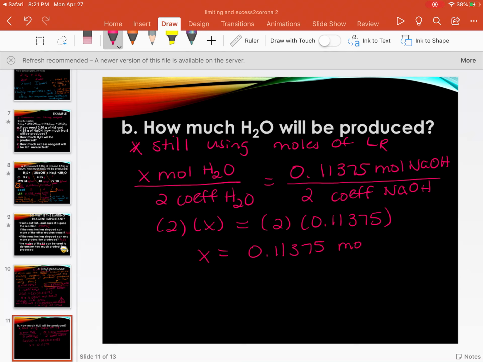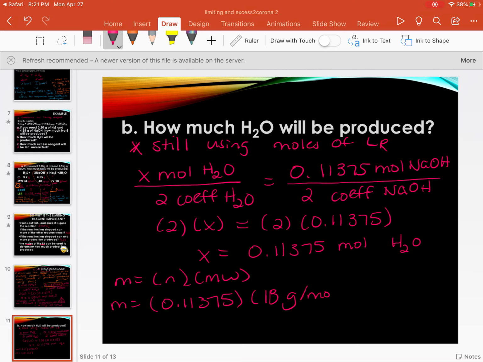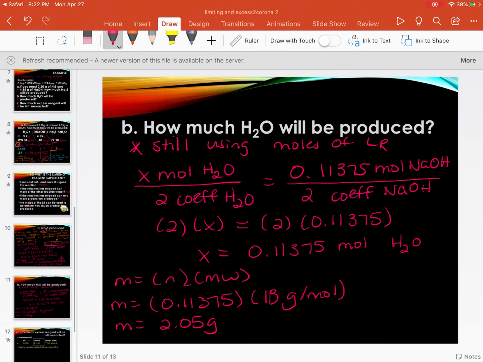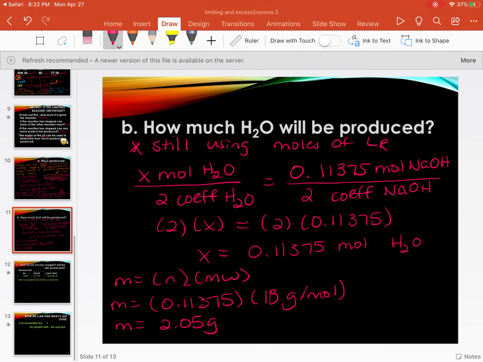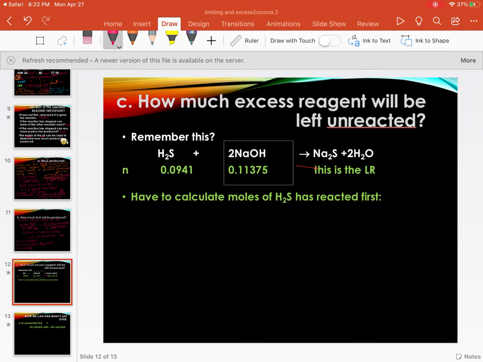Now they have the same coefficient, so they've got the same mole amount. And again, we'll change it back into grams. Okay, so not so bad. But now when we get to the excess, there is a little bit more work we need to do.